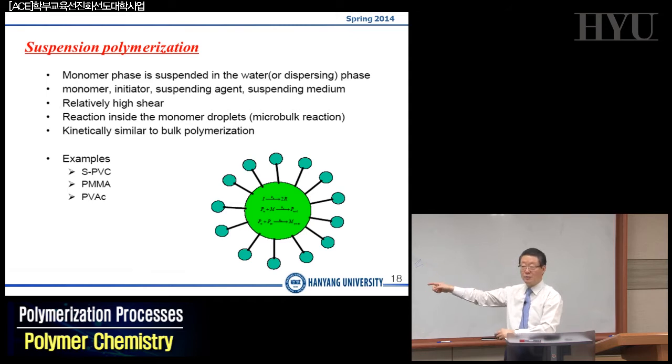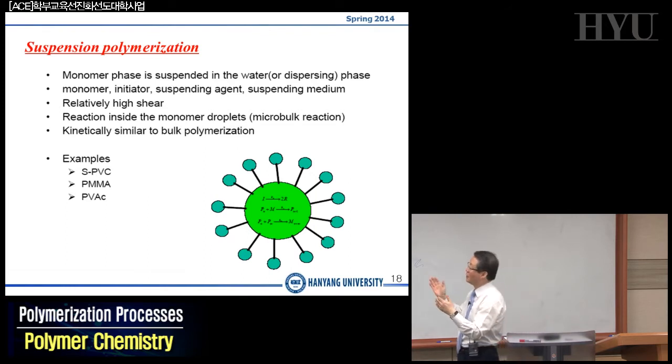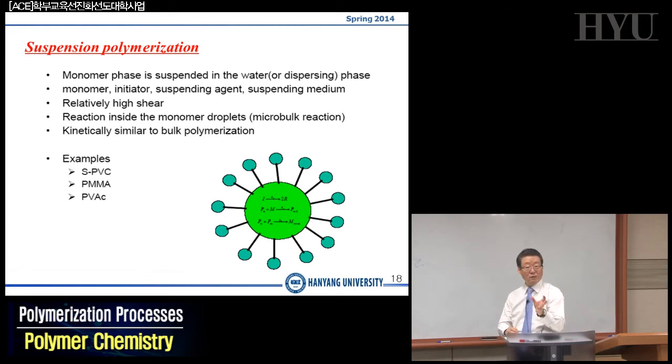Suspension. It's very similar to emulsion, but what we call suspension is where the size of the droplets is larger than in emulsions. Okay? So emulsion polymerization and suspension polymerization differ in terms of the size of your droplets. The droplets are a little larger than in emulsion polymerization, which we will talk about later. Okay?